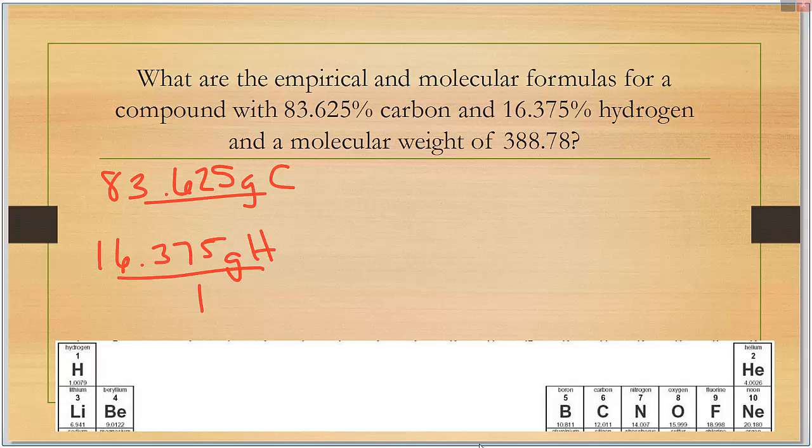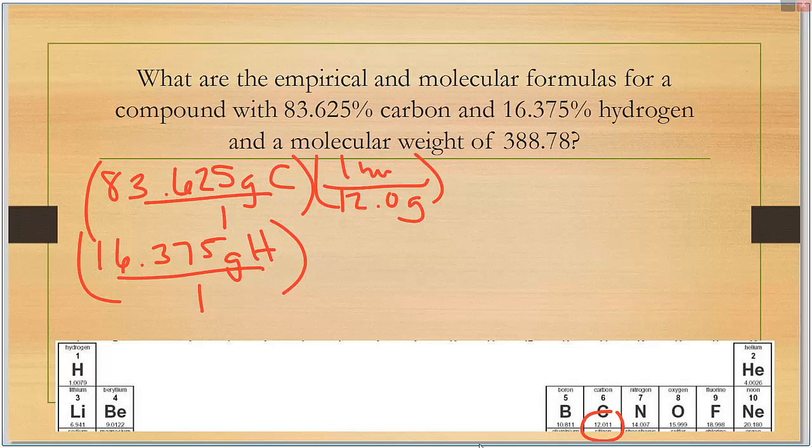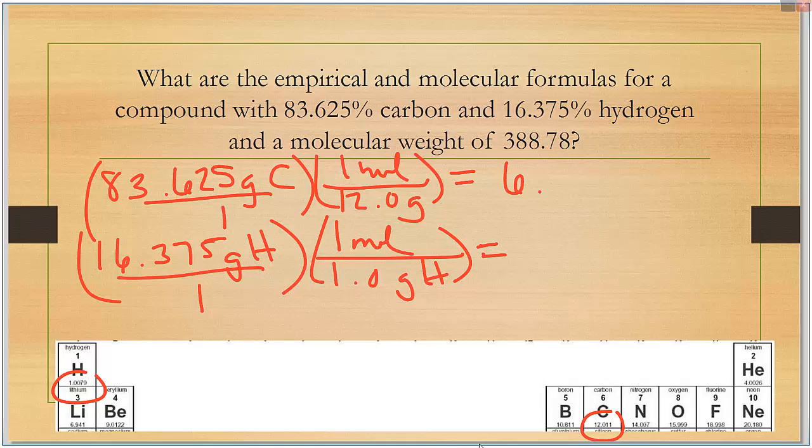Carbon is here, 12.0. Hydrogen is here, 1.0. So this means that it's 6.97 moles of carbon and 16.375 moles of hydrogen. Percent to mass, mass to mole, divide by small.